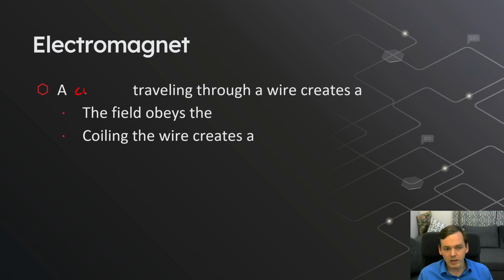So a current traveling through a wire creates a magnetic field. And this is going to obey the right-hand rule. And so what that means, it's a convention that we have in physics that we always use our right hand.